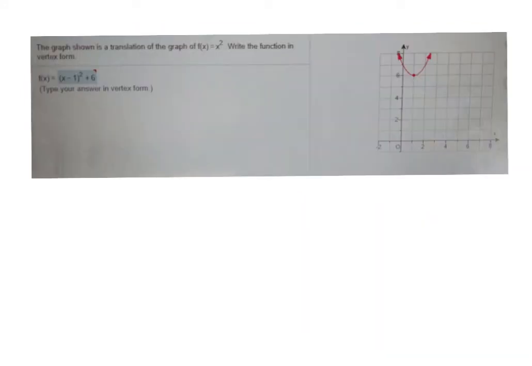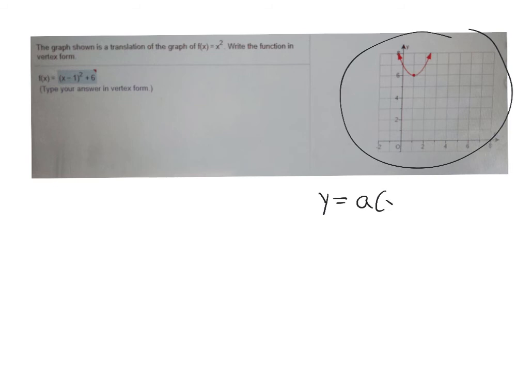Okay, the last problem, they gave you a graph, and they want you to write the equation in vertex form. Okay, so first thing I would do is pick out my H and my K value. So remember, your H value is how far right or left it was shifted, and your K value is how far up or down it was shifted. And we're looking at the vertex when we do this, okay? So that's going to be that dot at the bottom. So when you compare it to 0, 0, it looks like they went to the right 1 space, and it looks like they went up 6 spaces.